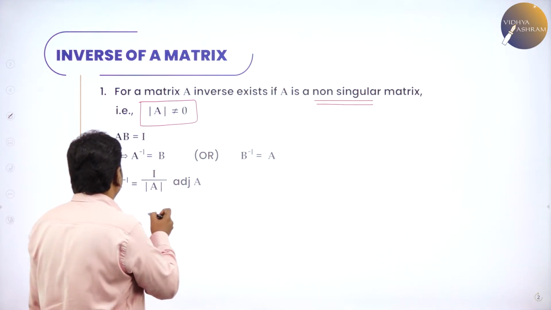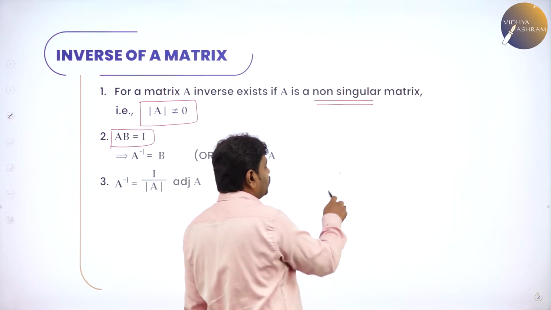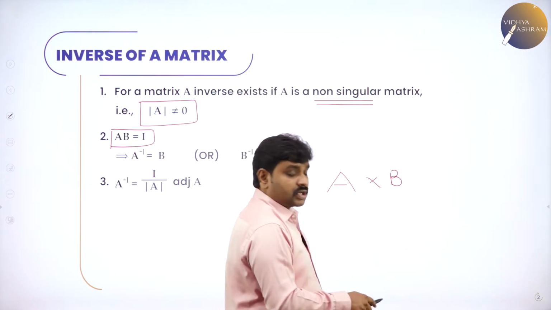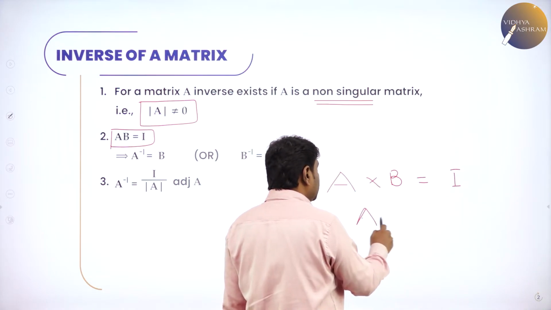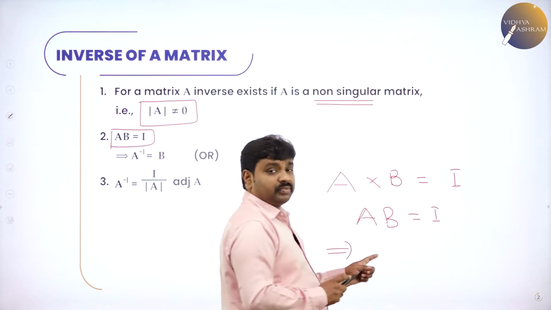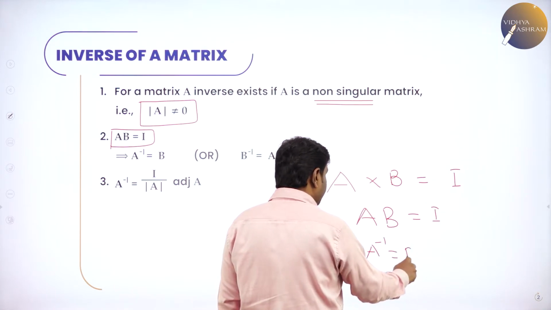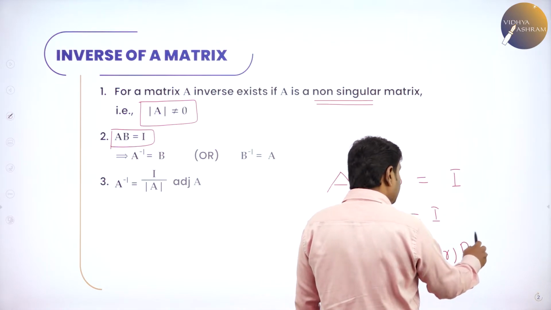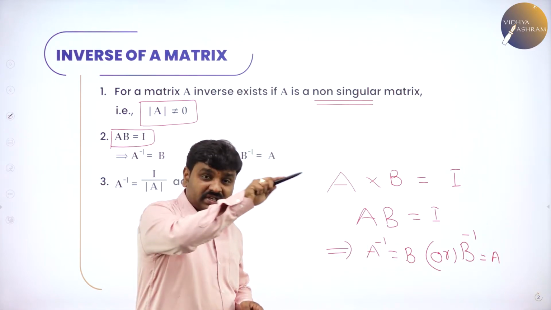So now if I take any matrix A, if I multiply that matrix with another matrix B, suppose if I get the product as identity, if A into B gives you identity, if this is true, that implies B is called as A inverse. What is A inverse? A inverse is B. Or B is A inverse. Or B inverse is A. Means one is the inverse of other, means matrix multiplied by its inverse gives identity.